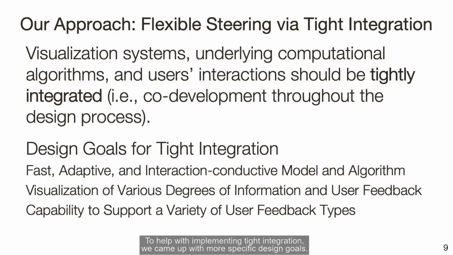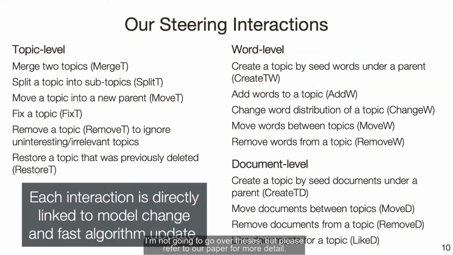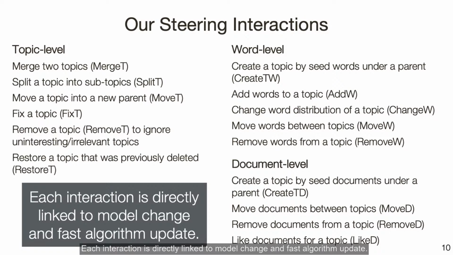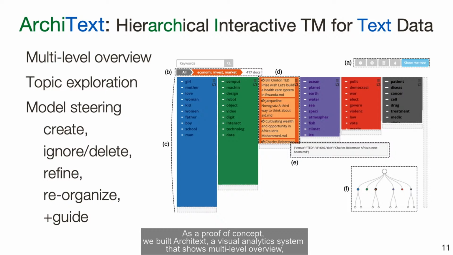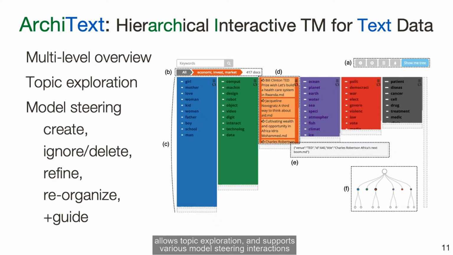To help with implementing tight integration, we came up with more specific design goals. I'm not going to go over these, but please refer to our paper for more detail. And these are the model steering interactions that we support. Most of the interactions are from the related work, except for a few interactions that we introduced. And each interaction is directly linked to model change and fast algorithm update. As a proof of concept, we built Architects, a visual analytics system that shows multi-level overview, allows topic exploration, and supports various model steering interactions, such as creating, ignoring, refining, and reorganizing topics, and guide users throughout the model steering interactions.